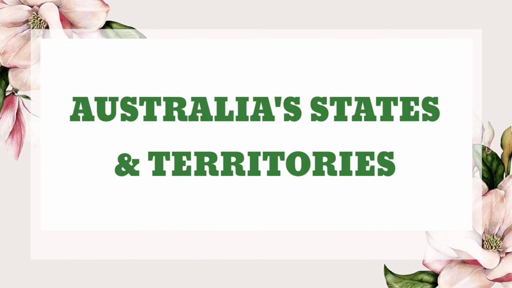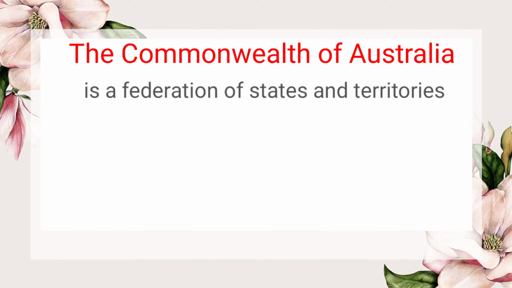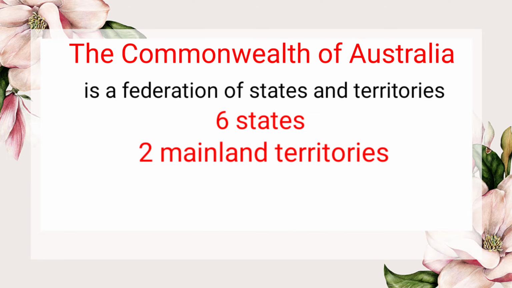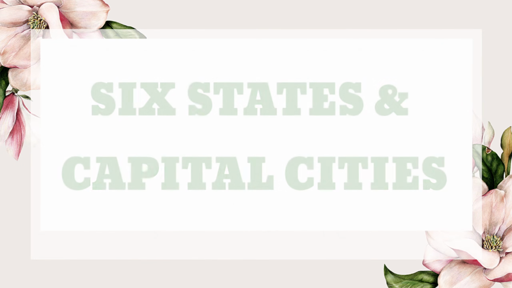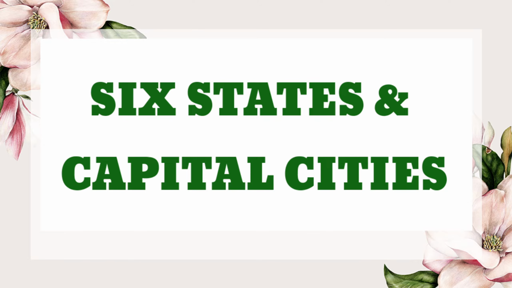Let's move on to Australia's states and territories. The Commonwealth of Australia is a federation of states and territories. Australia has 6 states and 2 mainland territories. And Canberra is Australia's capital city. The 6 states and capital cities.